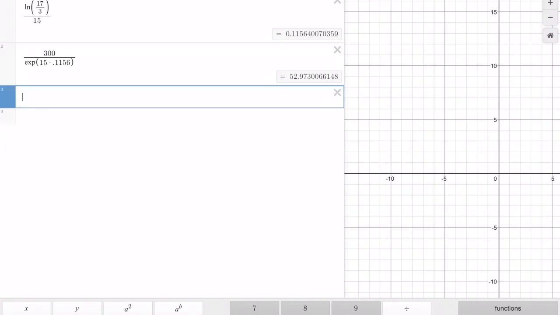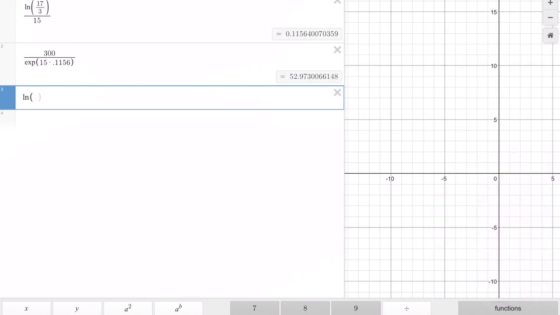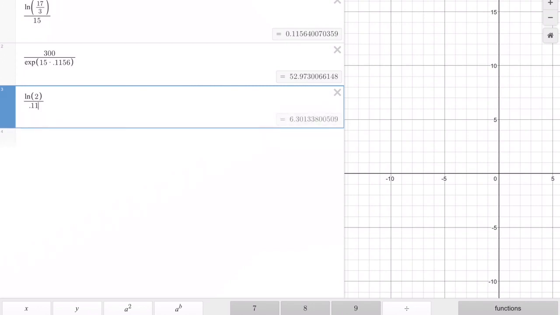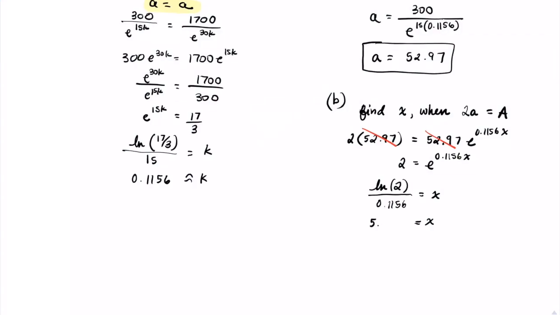Then we can put that in the calculator to get the approximate doubling time. So going to the natural log of 2 divided by k, 0.1156, and that would be 5.996, so about 6 minutes. Okay, so that is B.